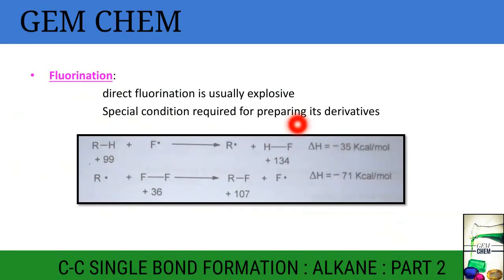Now see, fluorination, basically direct fluorination, is impossible as it is highly explosive. Special conditions are required for preparing its derivatives. See this, both steps are highly exothermic. Highly exothermic means more and more release of heat energy, and there is a probability of high explosion.